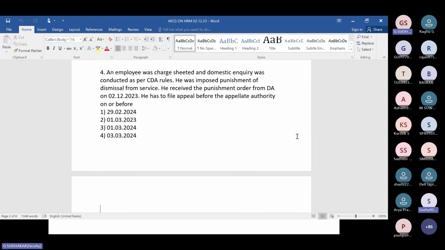Sir, but in the book, I mean the CDA rules, it is written 3 months. Yes, ma'am. So I am also of the opinion 3 months.